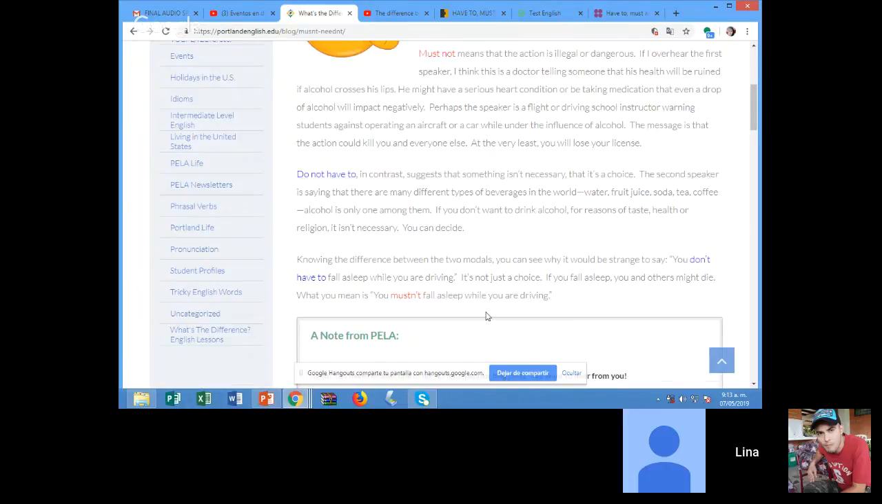Knowing the difference between the two modals, you can see it would be strange to say "you don't have to fall asleep while you are driving." It is not just a choice. If you fall asleep, you and others might die. What you mean is you mustn't fall asleep while you are driving.